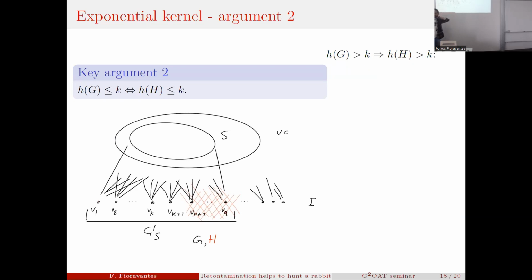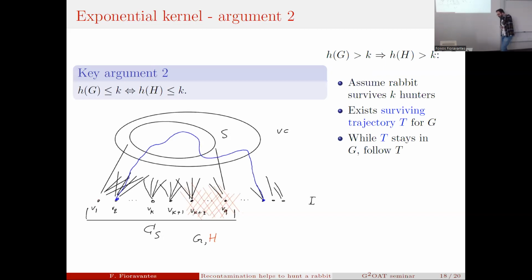Now the opposite side, we need also the other direction, which is a bit tricky to show. So instead we do the negation of it. We will show that if the Hunter number is strictly greater than k, then also the Hunter number for the small graph is strictly greater than k. Now let's assume that the Hunter number is strictly greater than k in G. It means that the rabbit can survive k hunters in G.